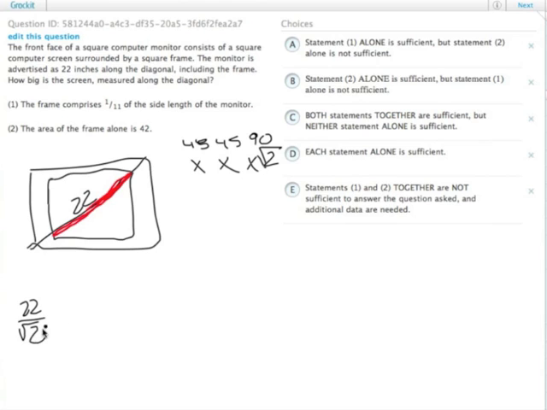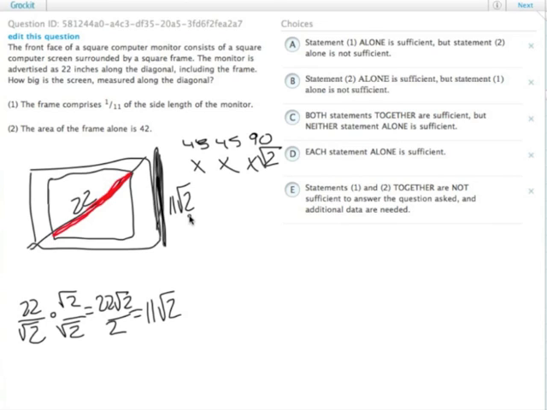We don't usually allow radicals in the denominator, so we multiply it times the square root of 2 over the square root of 2. We end up with 22 times the square root of 2 over 2, which equals 11 times the square root of 2. So the side length of the whole thing is 11 times the square root of 2. And that's pretty good. We've figured out some stuff. From there, we can start tackling the statements.